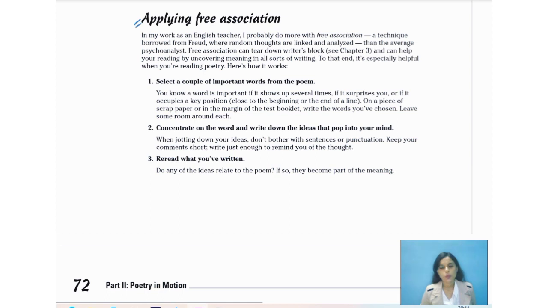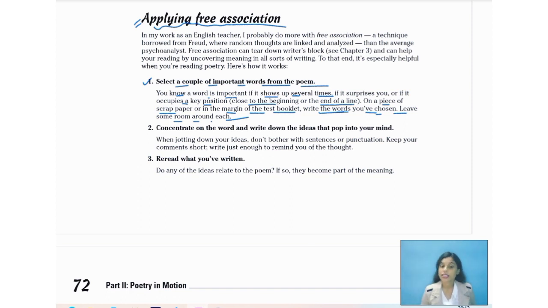Next, a way through which you can understand the deeper meanings in a poem is applying free association. Here you have to select a couple of important words from the poem. Of course, a word is important if it shows up several times, or if it surprises you, or if it occupies a key position, like close to the beginning or at the end of a line. On a piece of scrap paper or in the margin of the test booklet, write the words that you have chosen. Leave some space around each so that you can write down the meanings afterwards.